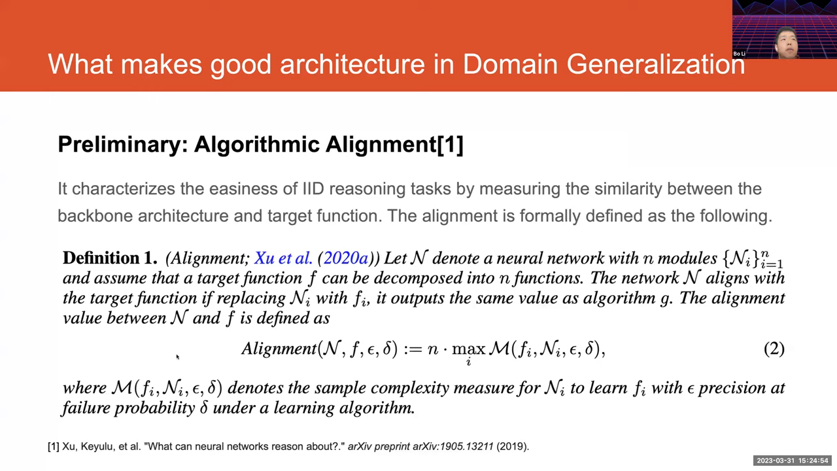Second is a formal definition of the algorithmic alignment. In my words, it simply characterizes the easiness of tasks by measuring the similarity between the architecture and the target function. The alignment is formally defined as follows. By this definition, we could get a relative value to compare one architecture with another, to see which is more aligned with our target function in domain generalization.